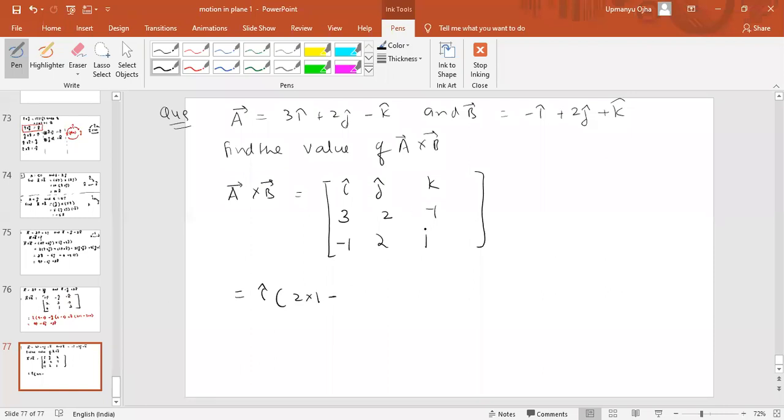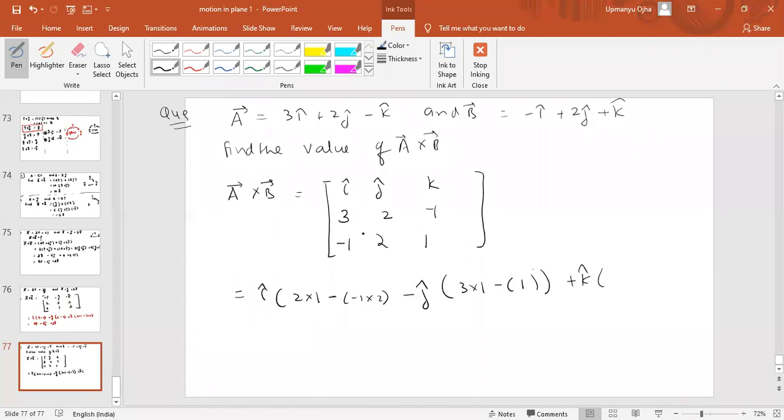minus, then you cross multiply: minus 1 into 2. That is i cap. Then you have to put minus j cap, plus minus. Then you ignore this column and this row. So we get 3 into 1, minus of minus 1 into minus 1, which is plus 1. Then we have plus k cap.